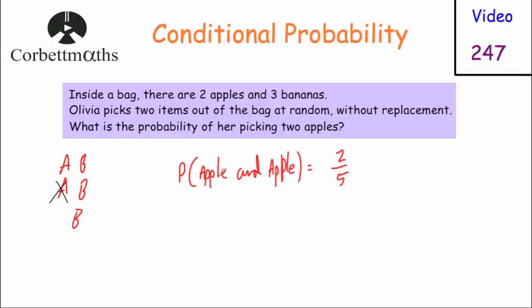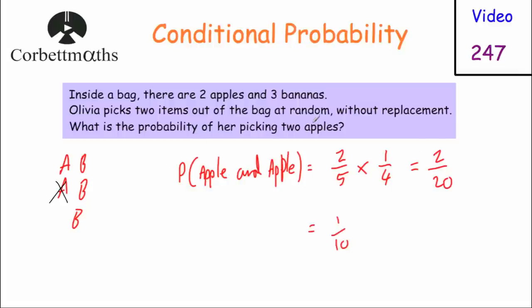And we want to find the probability of an apple and an apple. So remember on that tree diagram, we want to find the probability of the first one being an apple, and then we're going to multiply it by the probability of the second one being an apple. But she's taken one of those apples out, so now altogether there's 4 pieces of fruit in the bag, and she's only got 1 apple. So the probability of the second one being an apple would be 1/4. Now we've got our 2 probabilities, we can just times them together. 2 times 1 is equal to 2, and 5 times 4 is equal to 20. So the probability of Olivia picking an apple and an apple would be 2/20, or we can cancel that down to 1/10. And that's it.